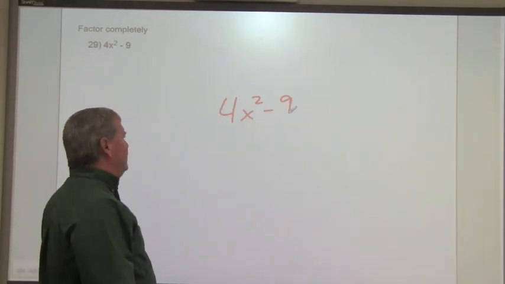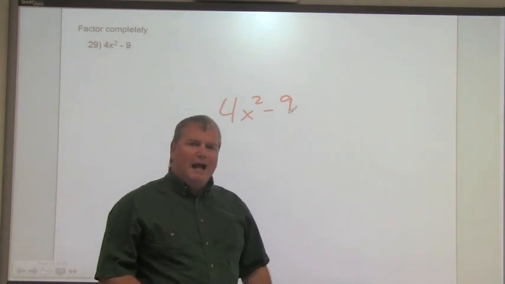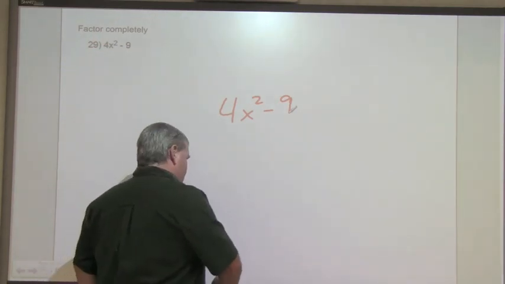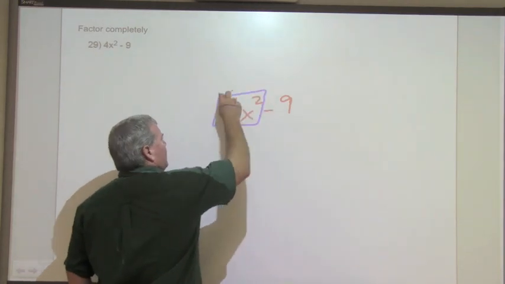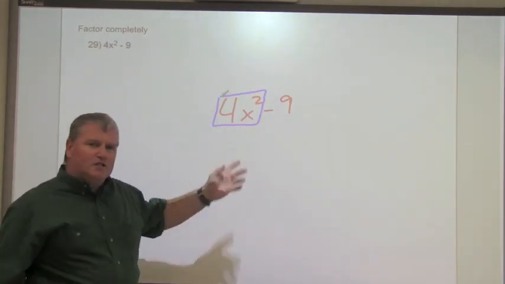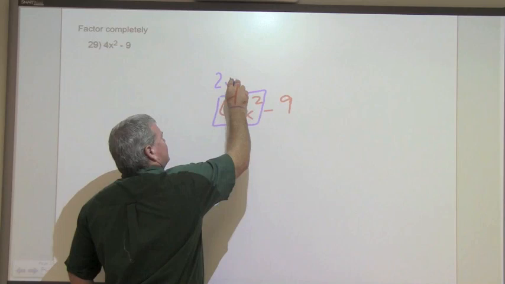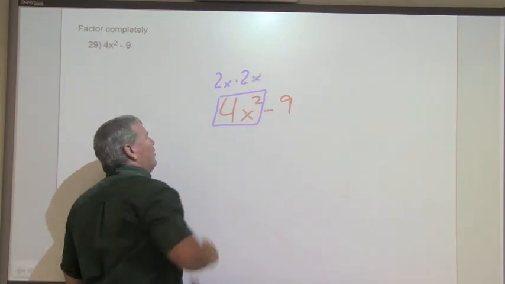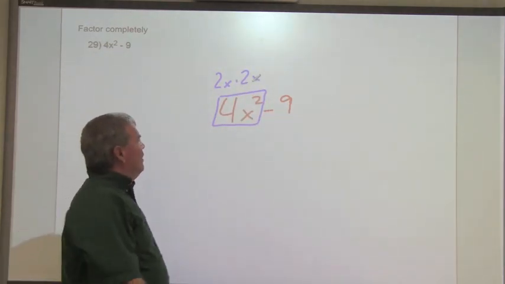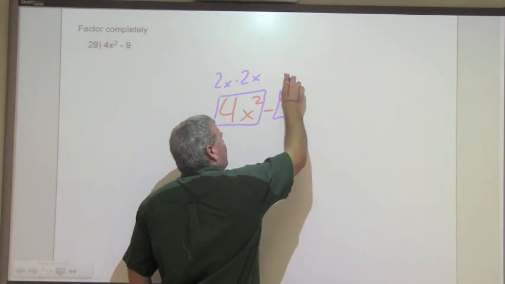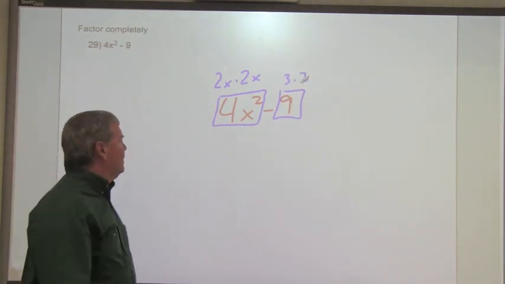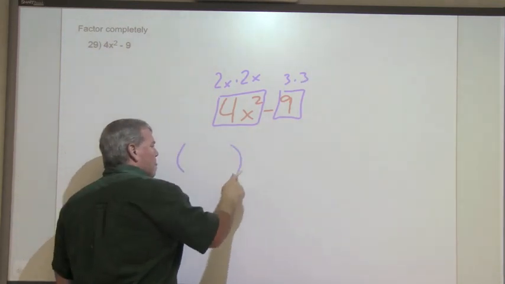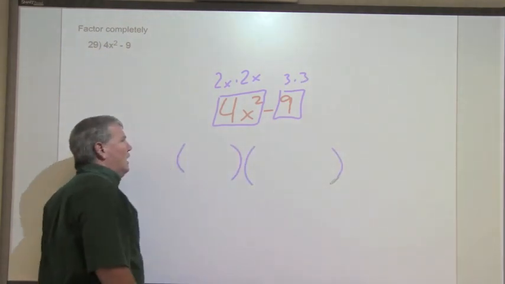So now what I've got to do, if it's a binomial, is look to see if it's a perfect square. Meaning, what would give me 4x squared? Well, 2x times 2x. It's a perfect square. And then 9, it's 3 times 3. So that's a perfect square. So what I'm going to do, it's called a difference of squares.